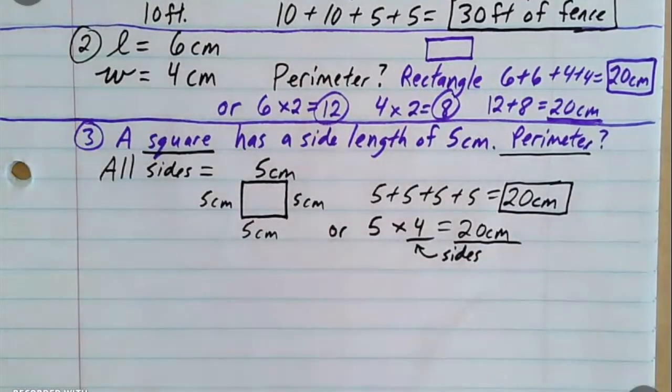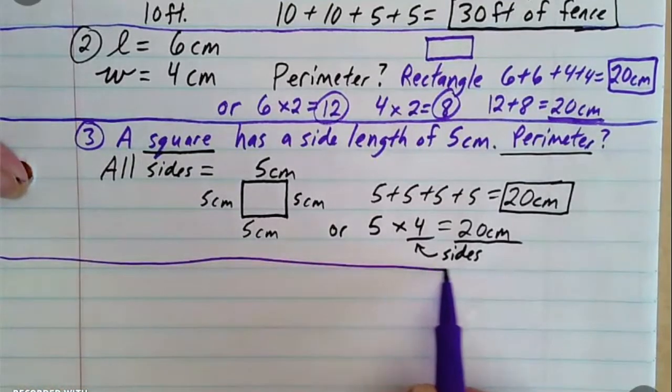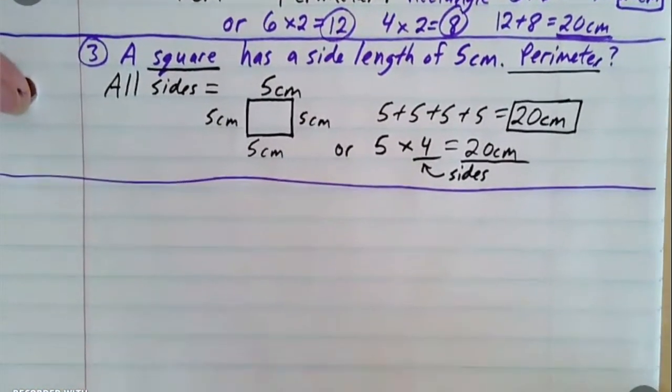Another way to think about that. The only thing you can't do is take 5 times 5, like length times width. That is not correct for perimeter. That's actually how you find area. All right, I'm going to draw another line and do another example here.